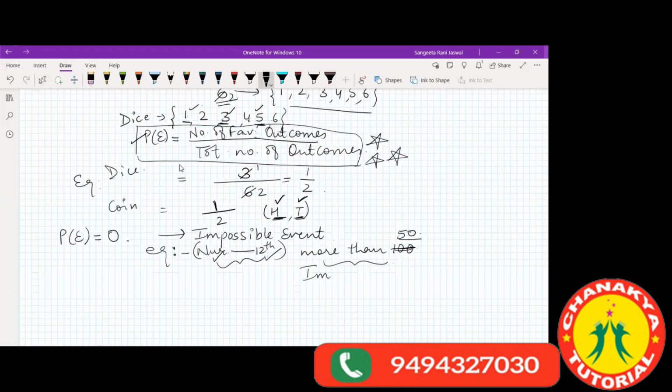Okay, so this is something that is impossible, right? So this event is impossible. That event which cannot happen is called an impossible event, and in that case the probability is always written as 0. Okay. Probability is 0 for an impossible event.